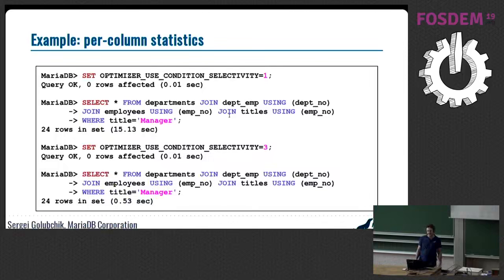So I join departments with employees, with managers, with titles, where title equals manager. And for the purpose of this example, it's important to remember that the title column is not indexed. Then MariaDB does something with the data and returns the result set in 15 seconds. Now I enable optimizer_use_condition_selectivity 3, which allows the optimizer to use per-column statistics for non-indexed columns. And the same query is executed in under a second.